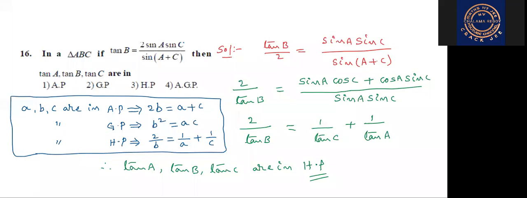So 2 by B is equal to 1 by A plus 1 by C means we will say that A, B, C are in harmonic progression. Instead of A, B, C, they are given tan A, tan B, tan C. Finally, which option is correct? Third option is correct.